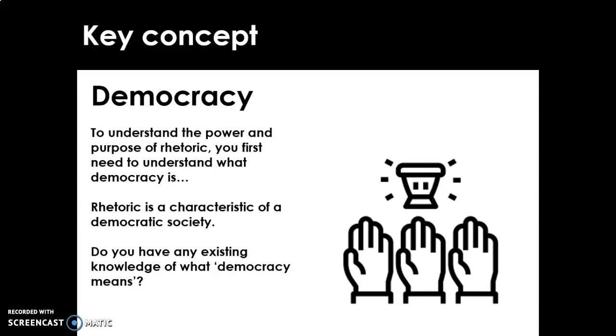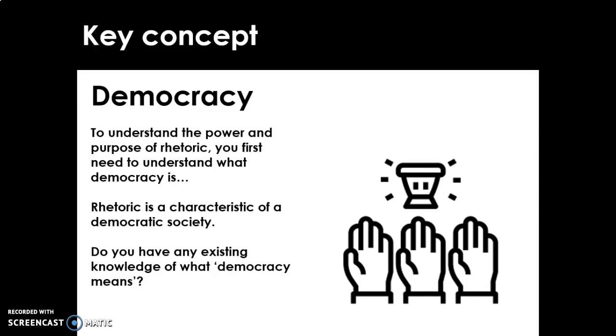In other words, if you're a democratic society, there's a good chance there's people wandering around you using rhetoric. And there's a good chance that the people wandering around you using rhetoric are at the top of the democratic chain. So, is it a term you're used to hearing before? Do you have any existing knowledge of what democracy might mean? You might have actually seen it with our current kind of climate at the moment, with the news and things.